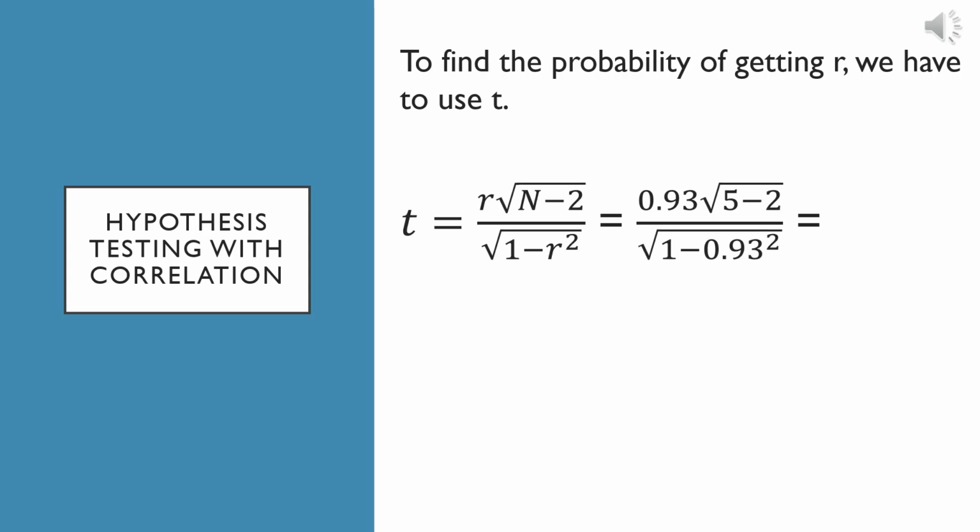So if we put our numbers in here, finding a t-score is equivalent to 0.93, our correlation coefficient, times the square root of 5, there were 5 total people in our sample, minus 2, divided by the square root of 1 minus 0.93 squared. So go ahead and calculate that for me. What is the t-score? Hopefully you got 4.38 as our t-score.